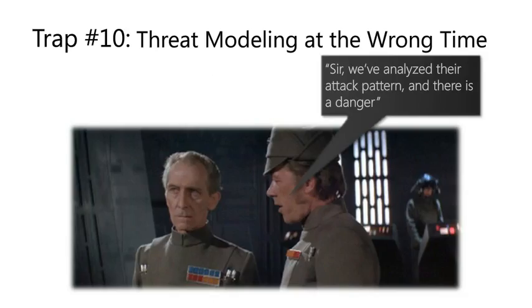Finally, trap number 10, threat modeling at the wrong time. You don't want to be like this guy on the bridge of the Death Star and have some flunky come up and say, sir, we've analyzed their attack pattern and there is a danger. Maybe if you had analyzed the threats beforehand, you could have fixed this while your Death Star was still in space dock. You could put some big steel plates down these trenches. You could put more guns in the trenches. I'm not sure what the right fix is, but I'm sure that threat modeling while the rebel fighters are in the trenches is not the right time. So it's a mistake you don't want to make.